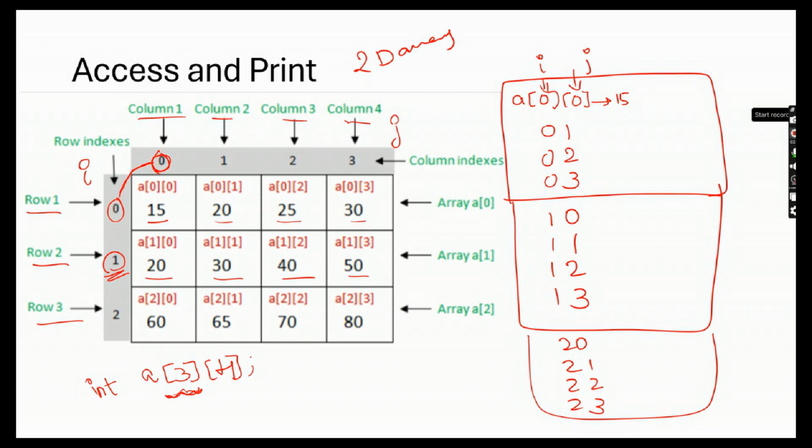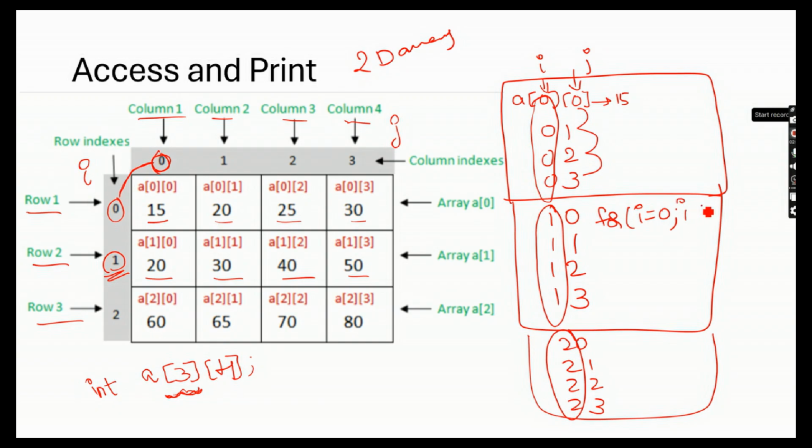For accessing the elements inside the first row, the i value is constant and j is getting incremented. In the same way for the second row and the third row. So how can I write it? For i equal to 0, 1 and 2. How many rows are there? 3 rows. So i less than 3, i plus plus. And inside the i loop, for j equal to 0, 1, 2, 3. How many elements are there? 4 elements. So j equal to 0, j less than 4, j plus plus. Here I can write my print statement.